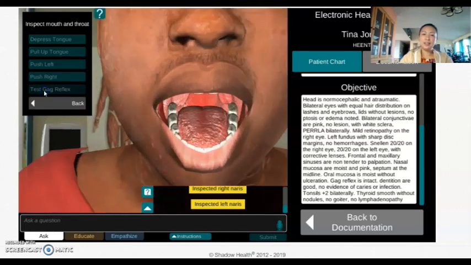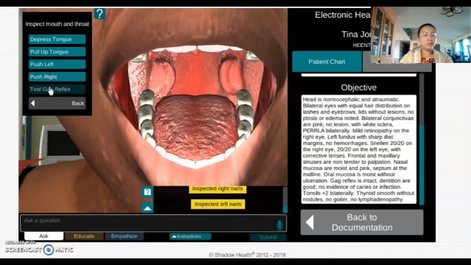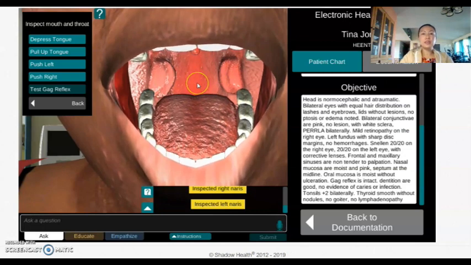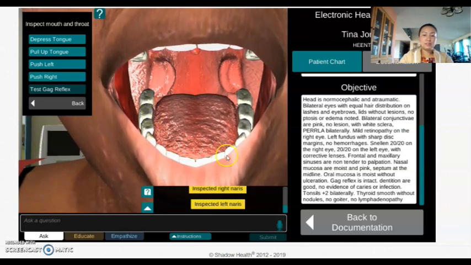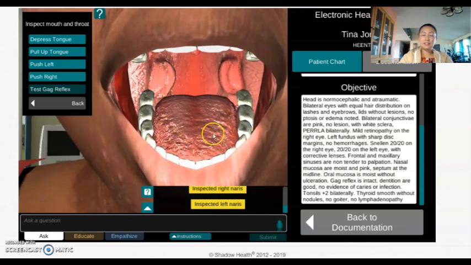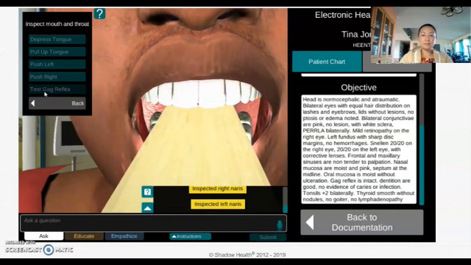Okay, and now I am inspecting the oral mucosa, and what I wanted to assess is the tonsils, if there's cobblestoning, if there's postnasal drip, and also the dentitions and the tongue as well. I want to test also the gag reflex.